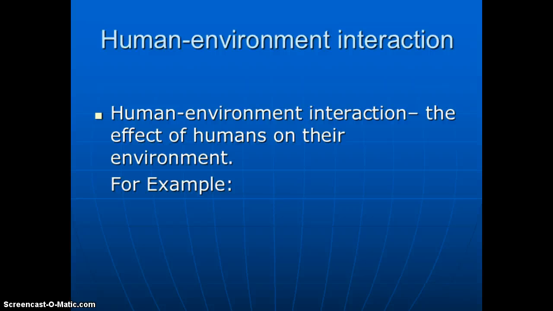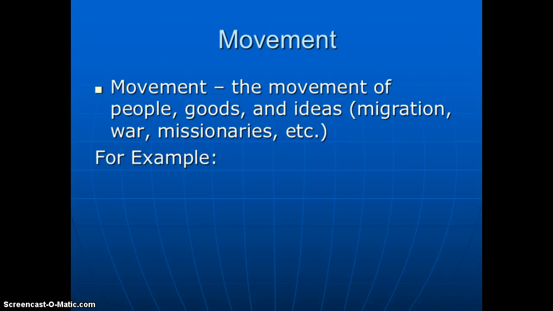The third theme is human-environment interaction. Since humans have been on Earth, we've impacted the environment. For example, the Dust Bowl of the 1930s in the United States is a perfect example of how humans destroyed the soil so badly that it just blew around for a long time and people couldn't grow crops there. And this has happened throughout man's existence.